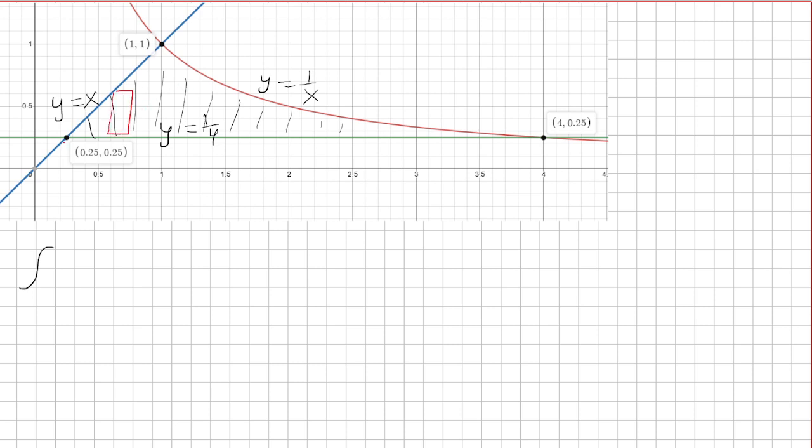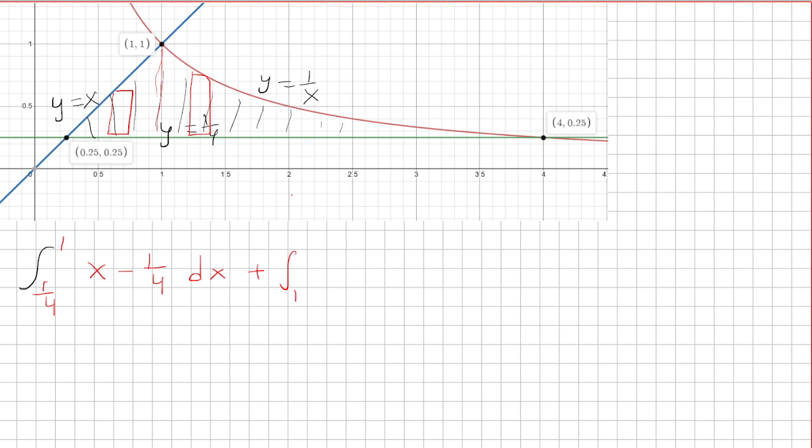So the problem is between 1/4 and 1, the top function is y equals x, the bottom is y equals 1/4. And then after x equals 1, the top function becomes y equals 1 over x, and the bottom is 1/4. So we need to split this up right over here at x equals 1. So we're going to go from x equals 1/4 to 1. Top function is x, bottom function being 1/4.